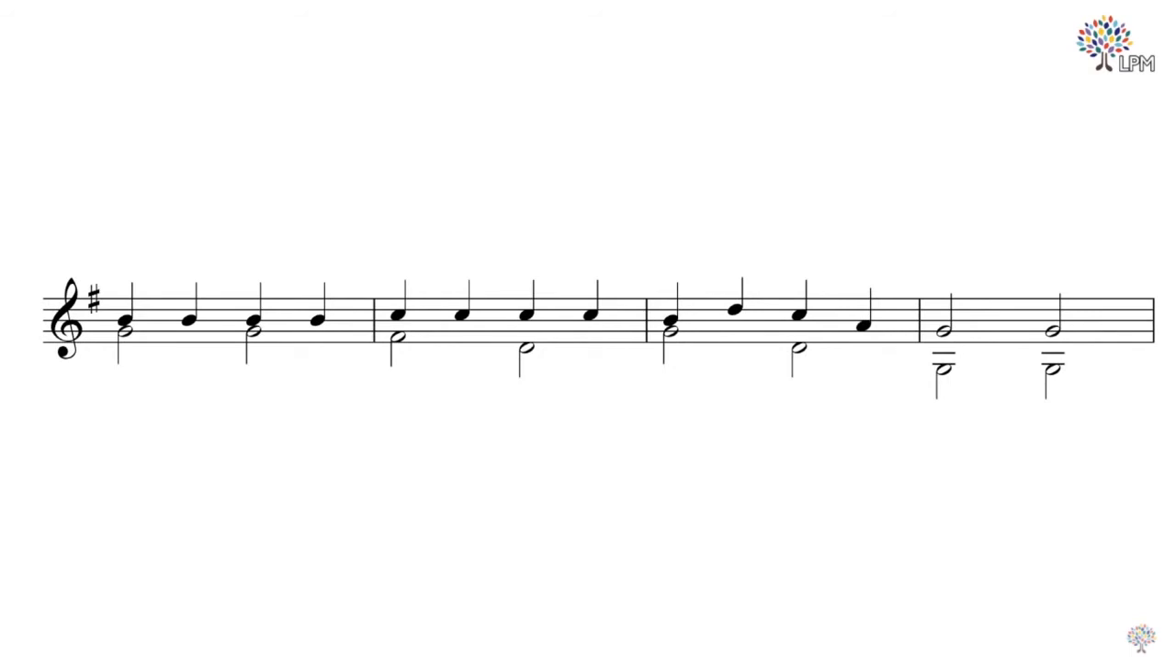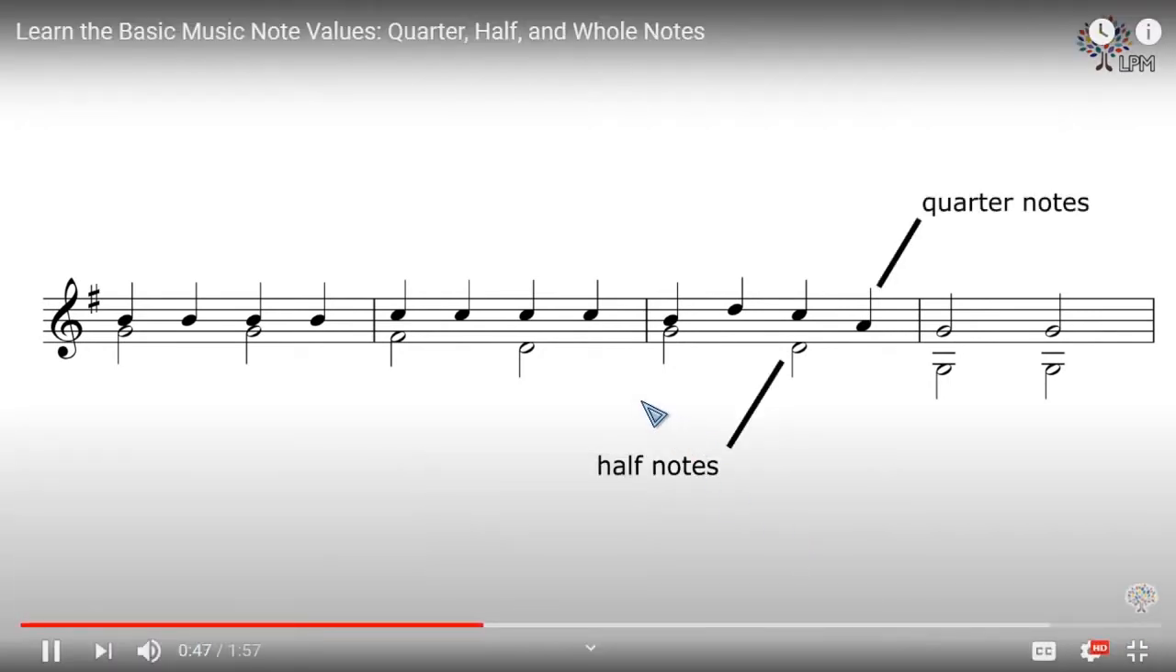Here's a little piece that contains quarter notes on top and half notes on the bottom, so you can see how they line up with each other.